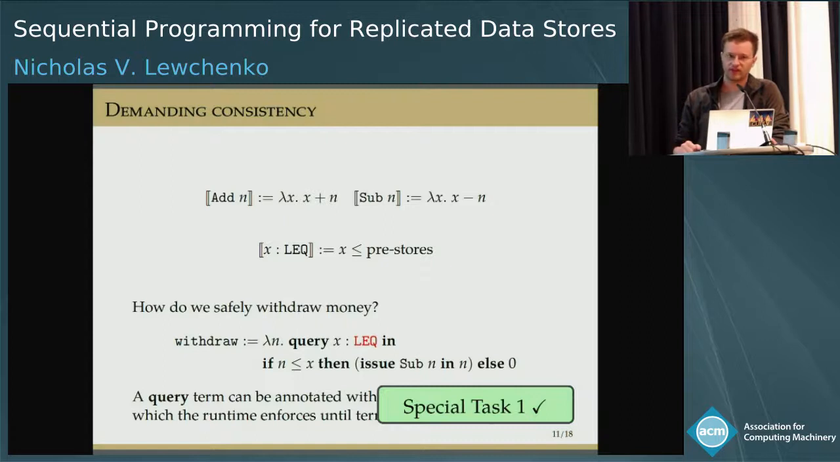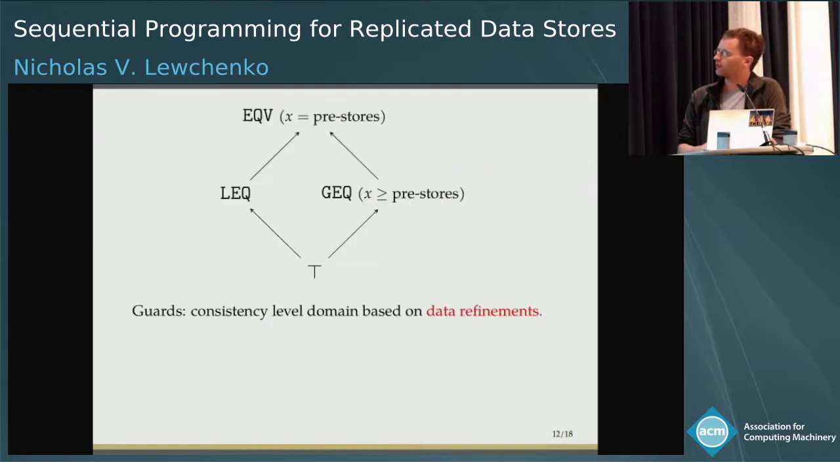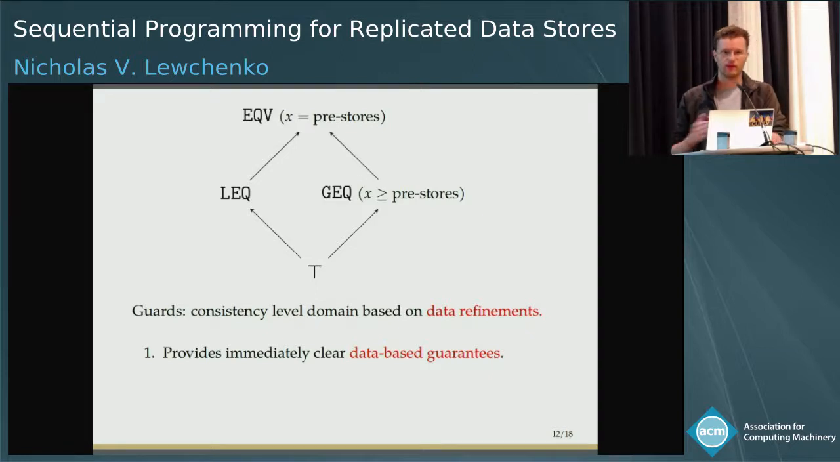So that's special task number 1. That's how it's solved: annotating with consistency guards is how you control the consistency. Consistency guards are a consistency domain based on data refinements, which is quite different than the usual notion of a consistency level, which is usually a set of possible execution traces. And guards are a little nicer because they're really clear on what they actually guarantee. It's quite a ways to go from a set of execution traces to what actual data properties those imply.